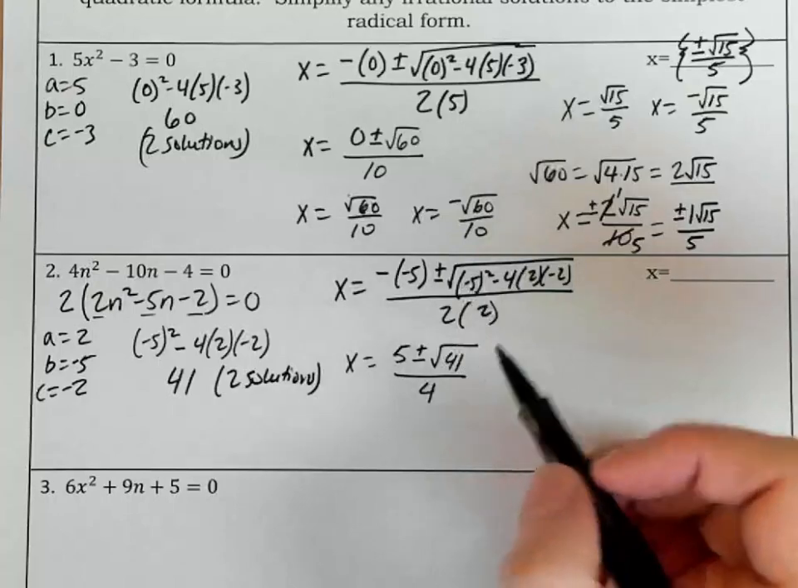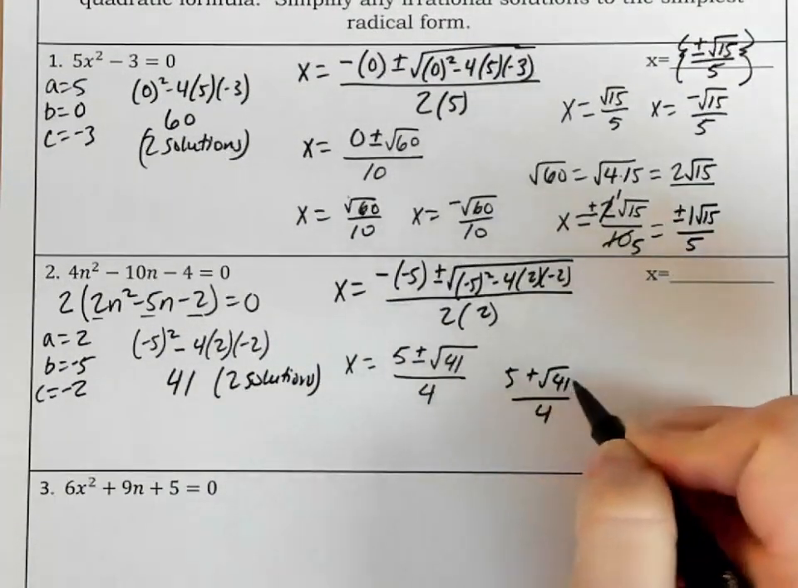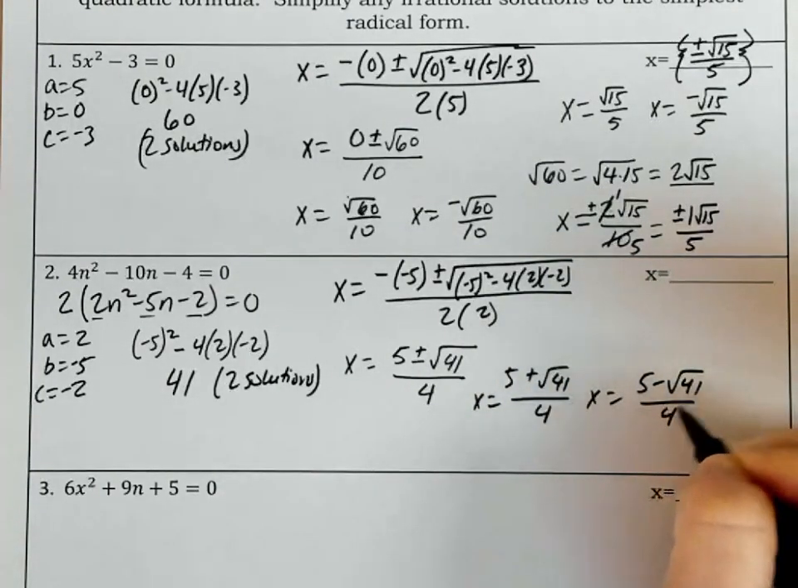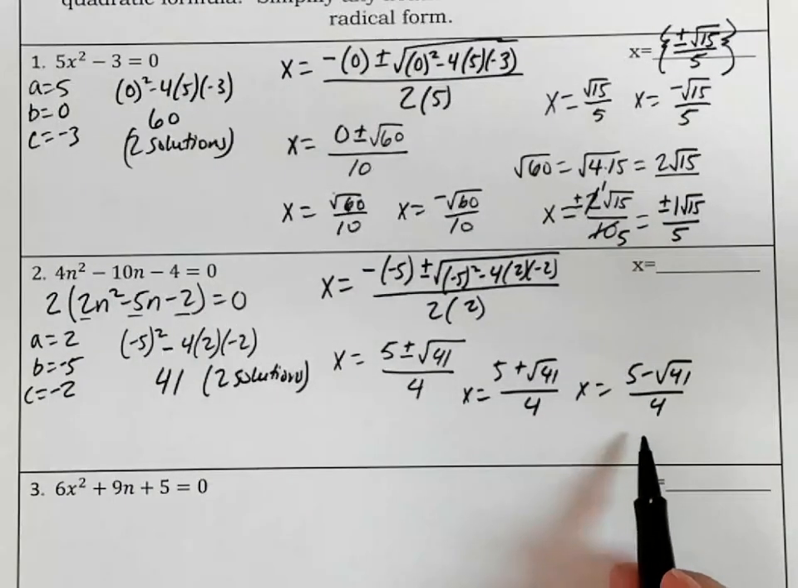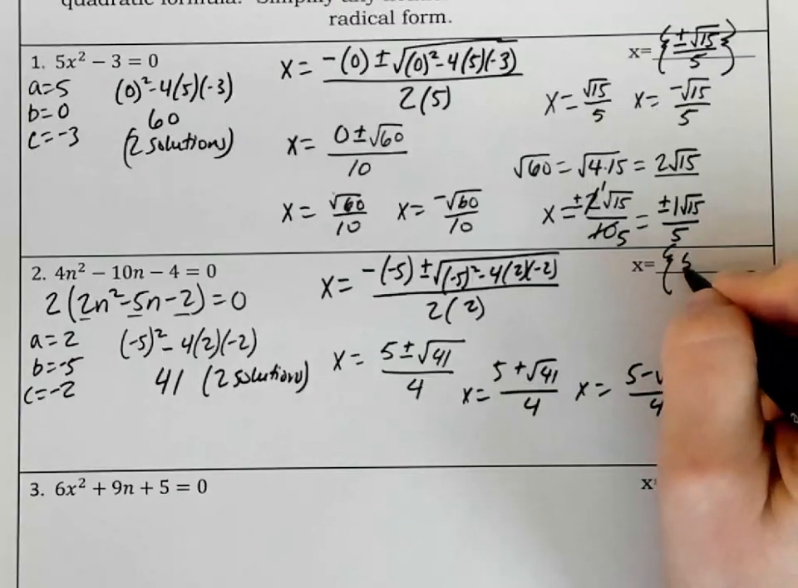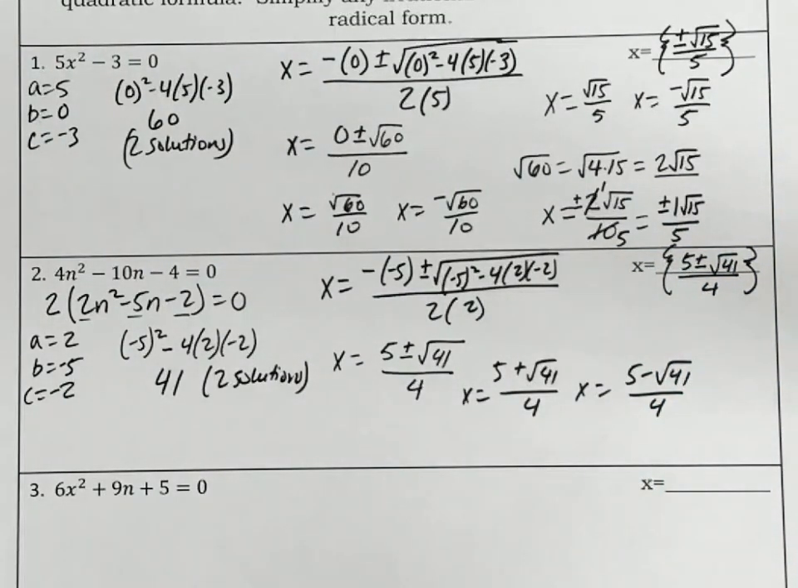So my final answer here is 5 plus the square root of 41 divided by 4. And x equals 5 minus the square root of 41 divided by 4. But rather than writing them separately, I can just kind of combine that, make it a little bit easier. And I can write my final answer as 5 plus or minus the square root of 41 divided by 4 as my final answer. And that's in its simplest form. So just like before on the notes, we talked about that you don't have to simplify it if there's no square to pull out of that radicand.